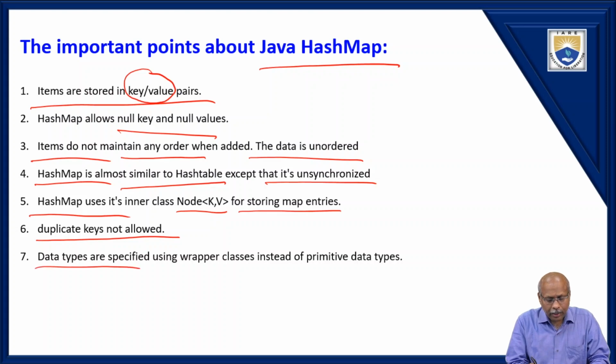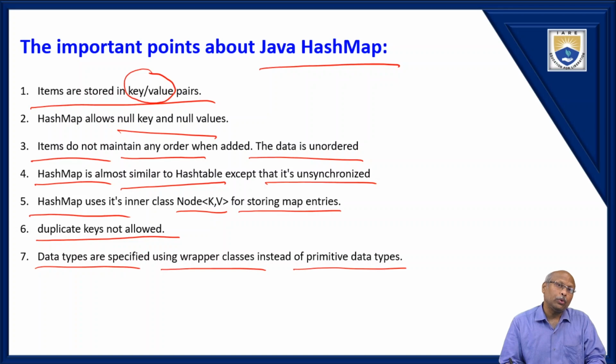The data types are specified using wrapper classes instead of primitive data types. Whenever you use primitive data, it will convert the primitive data into a wrapper class object, because this HashMap stores everything in terms of objects. Even if you give primitive data, it will be converted into an object and stored.